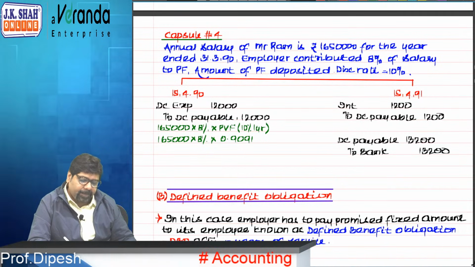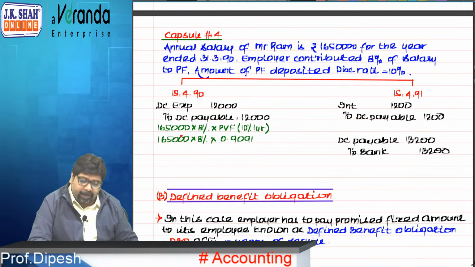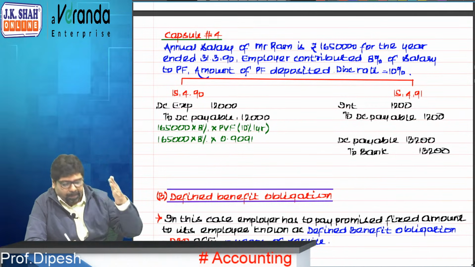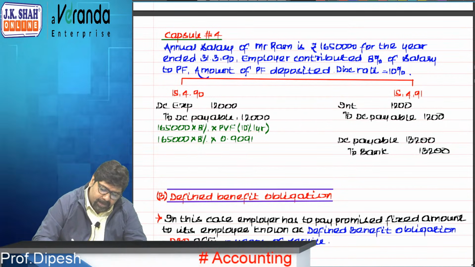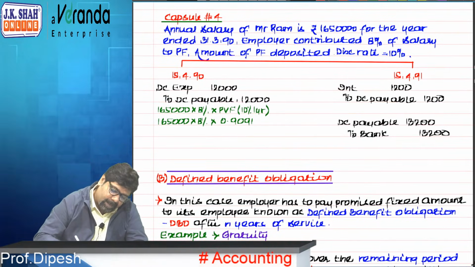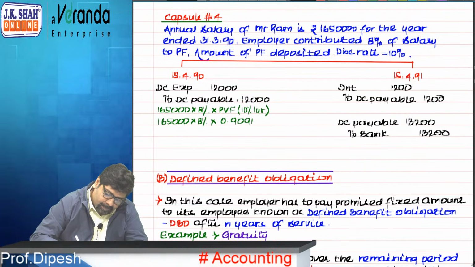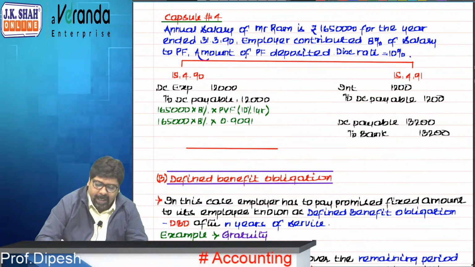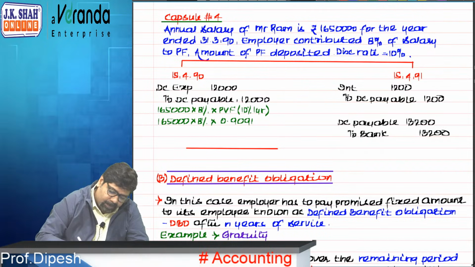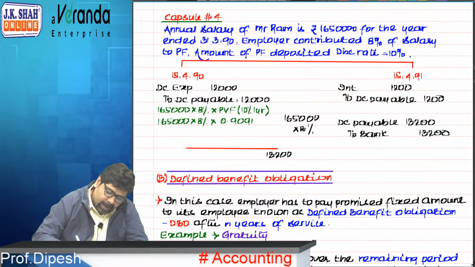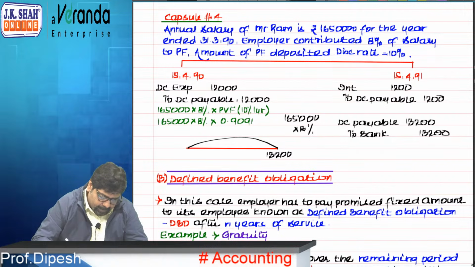Correct? I will contribute 1 year later. So I will find out its present value. 1,65,000's 8% is how much, you know? 1,65,000's 8% is 13,200. This 13,200's present value, correct? That is 12,000.